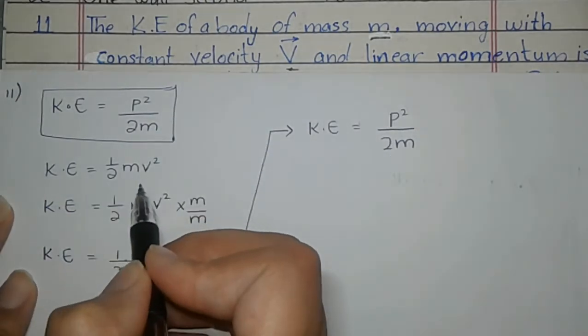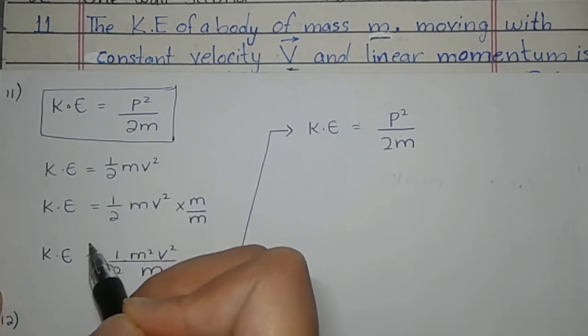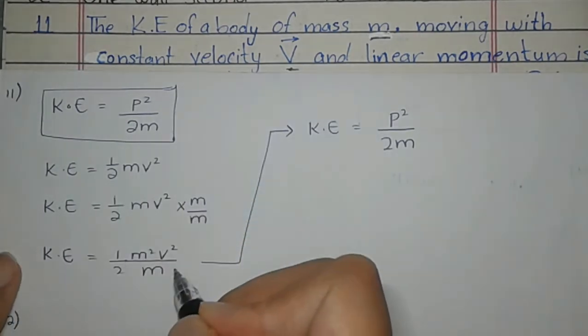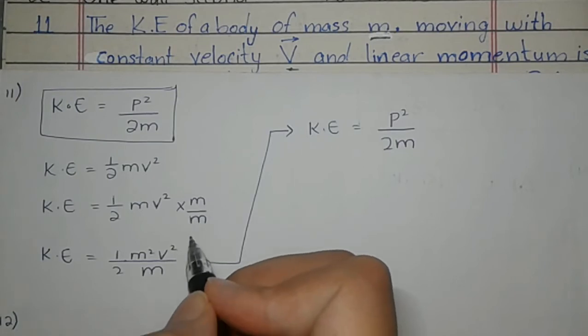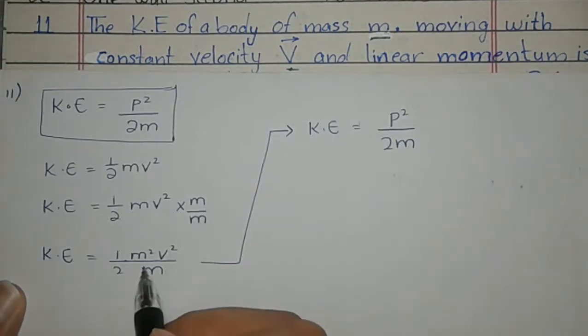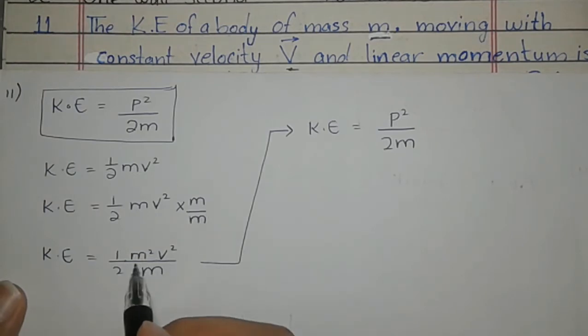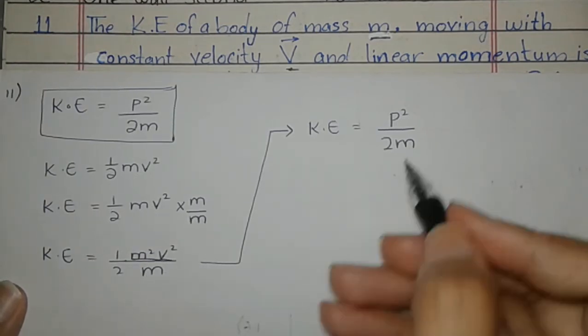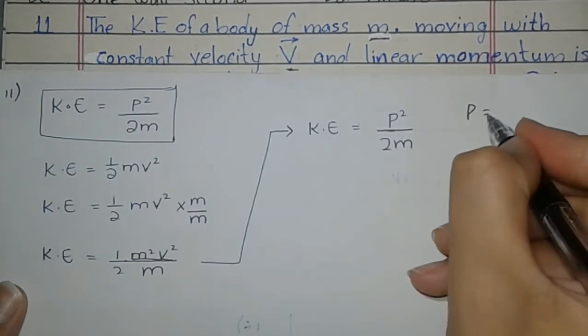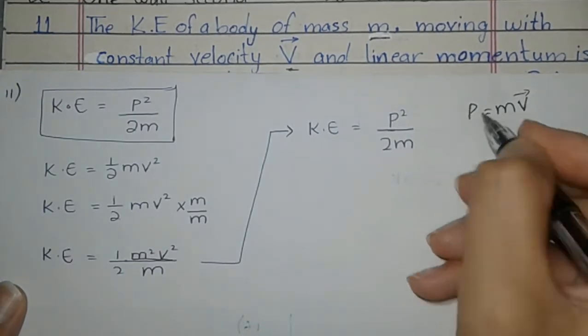We know that kinetic energy is equal to 1 over 2 mv square. Now multiply and divide by m. So when I multiply and divide, it will become m square v square divided by m. Now m square v square is equal to momentum squared. We know that momentum is equal to mv.